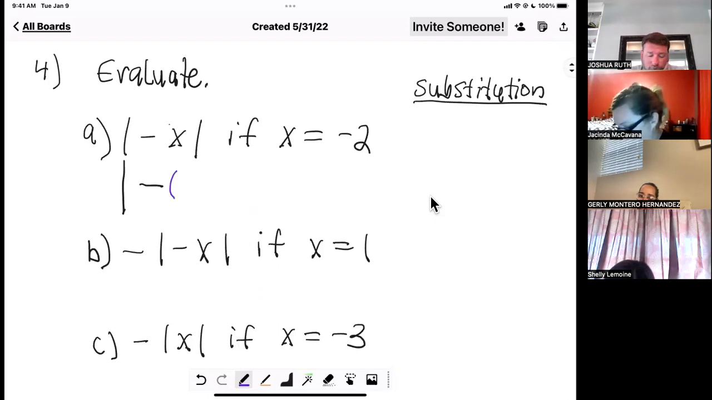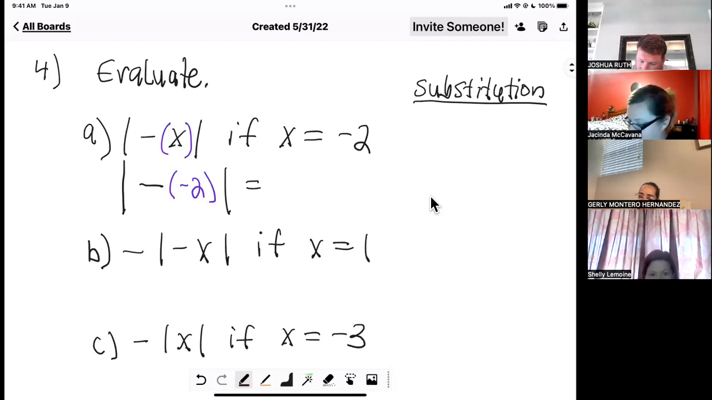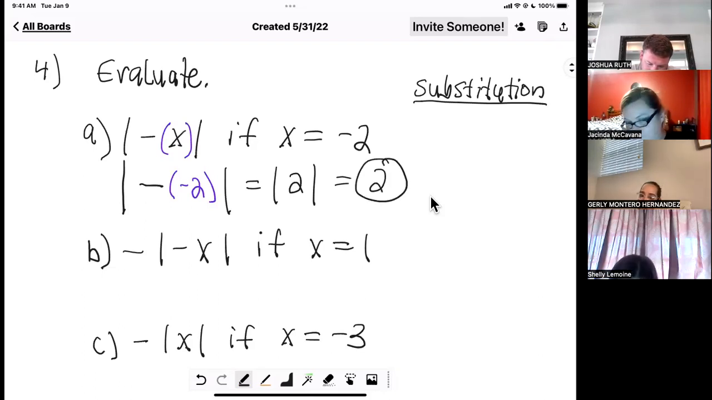The X, and actually, if you go like that, you can see what we're replacing. We're only replacing X. That's what we really have. We have a negative of a -2. Now, without the absolute values, we know this means opposite of -2. So what we really have is absolute value of 2. And the absolute value of 2 is 2.